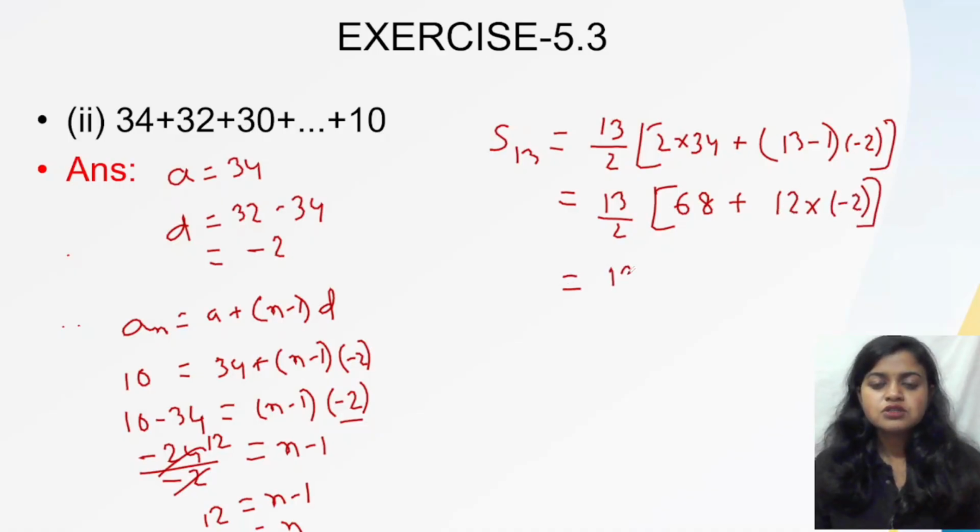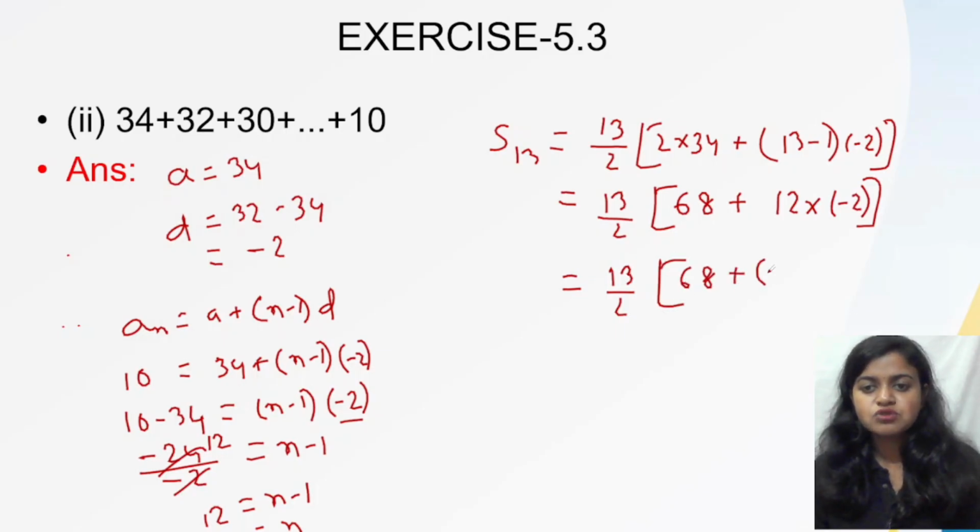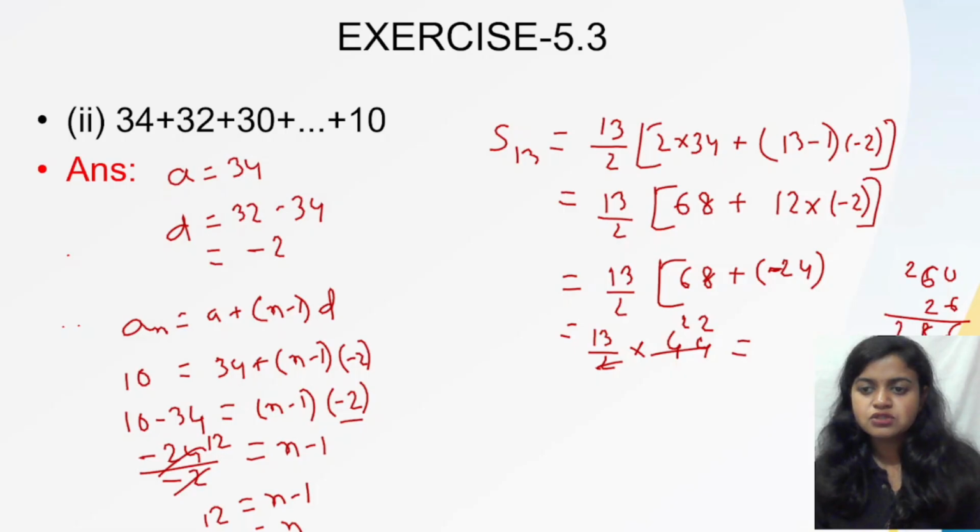Clear? So 13 by 2 into (68 plus minus 24). This will be minus 24, so we get 13 by 2 into 44. If we cancel out the 2, 13 into 22 gives 286. So 286 is the answer of question number 2.